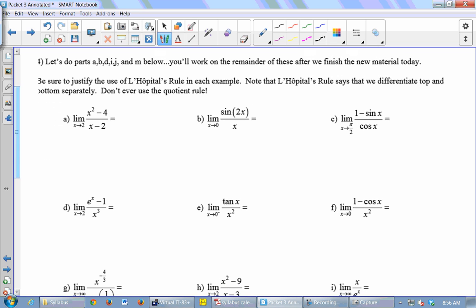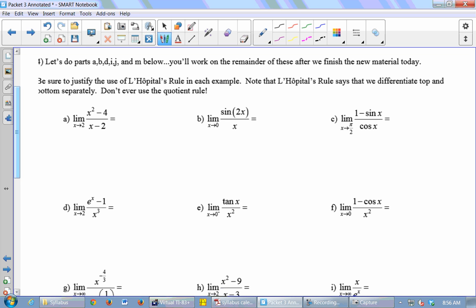All right, we're going to do several of these now. We'll work on the remainder after we finish the new material today. You have to justify your use of L'Hopital's rule before you use it. You have to show that it goes to 0/0 or infinity over infinity, because that's the only time that it applies.